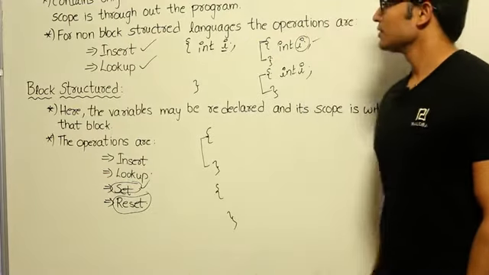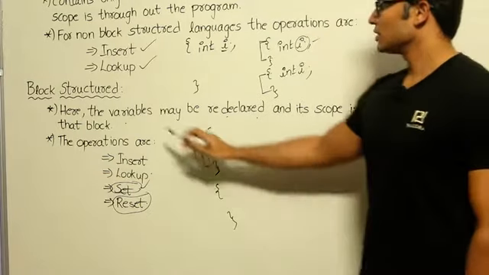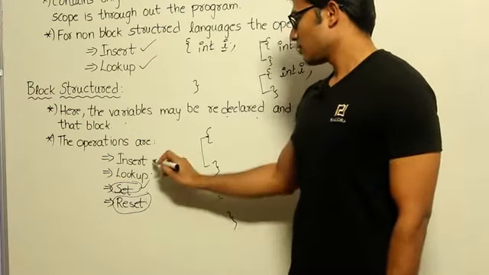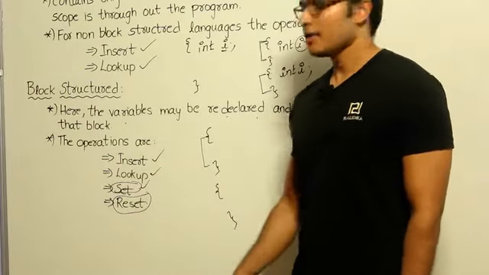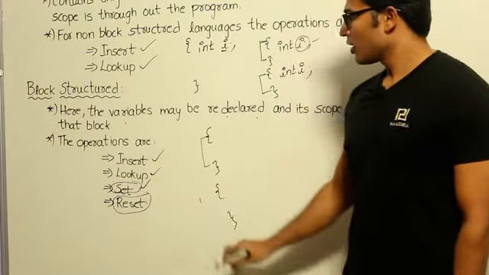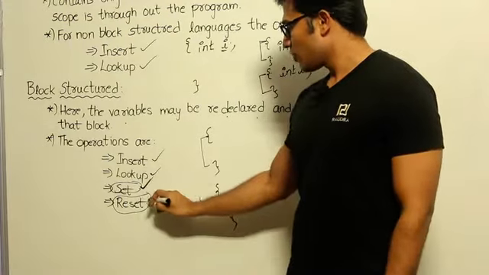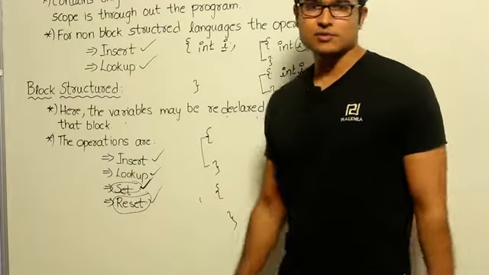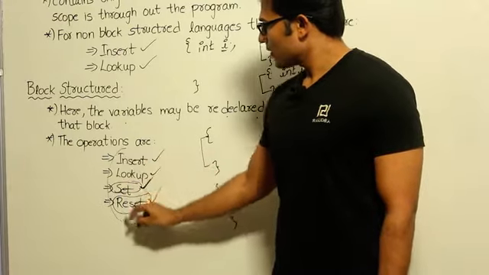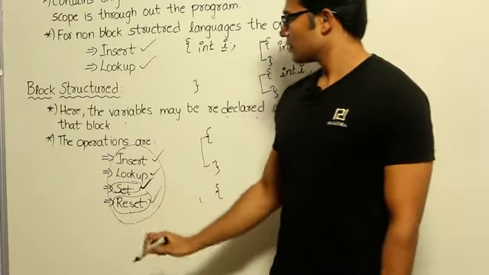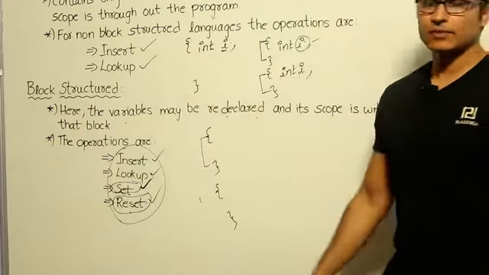Set and reset means we need to clear that entry completely, and set means we need to start a new one. See this, here the variables may be redeclared and its scope is within that block. Therefore the operations are, we might try to insert and we might try to look up, and once you enter a new block, we might have to set the scope to a different value, and once you come out of the block, we might have to reset it, which means you might have to change the scope. So depending on the type of language, we might have to use these operations. So depending on the type of language, the operations are going to change. Okay, fine.